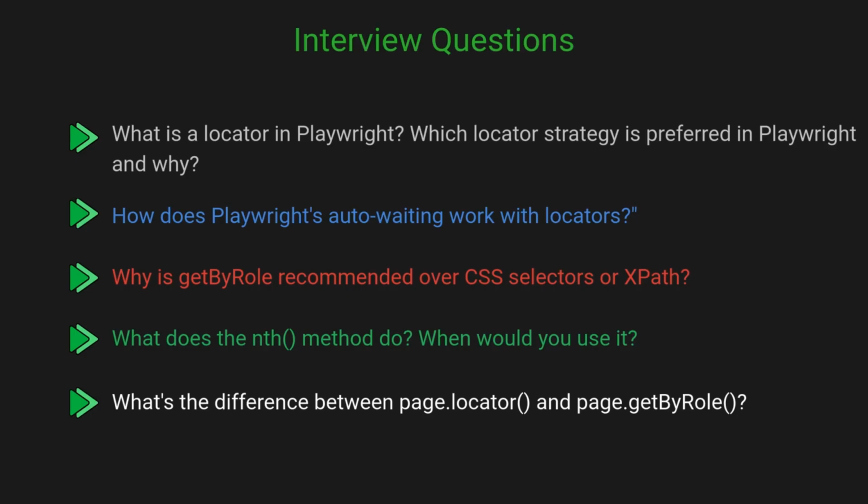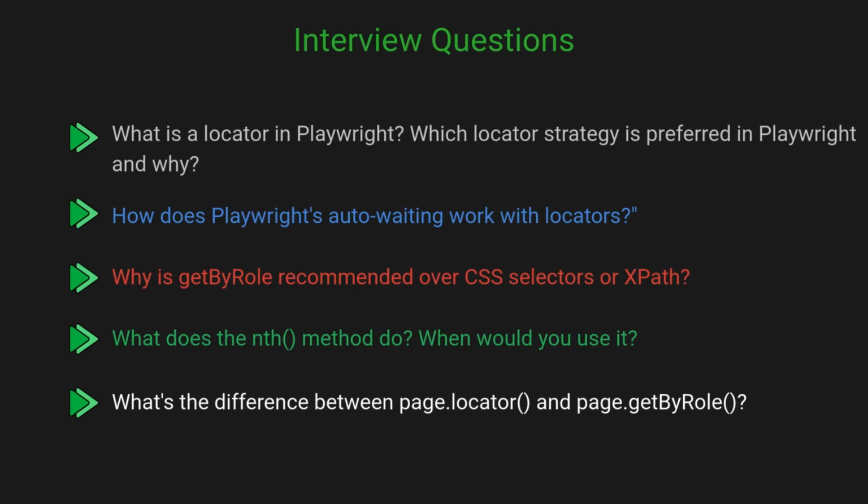And when should we use it? We should use nth when there are multiple elements which have the same role or locator, and there is no unique text or attribute to differentiate between them. Most importantly, nth should not be our first choice. If possible, we should try to make our locator more specific using role, name, text, or test ID. So we should use nth only when selecting by position is truly necessary.